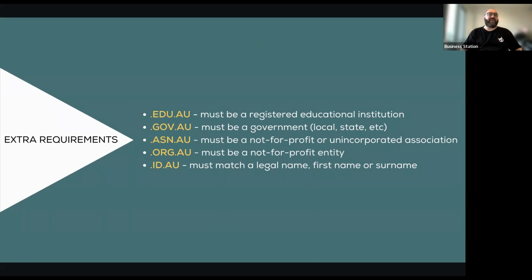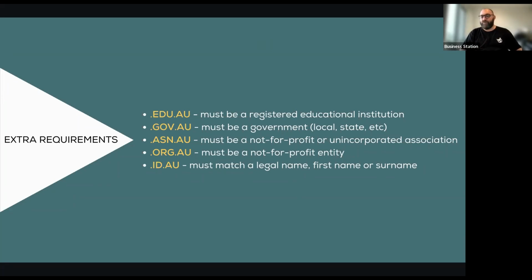Where we might find is an ASN, which is an association, which must be a not-for-profit or unincorporated association. So we get that a lot with soccer clubs, a lot of not-for-profit entities that are club-based, sports-based, activity-based, rather than charity-based necessarily. .org.au generally tends to be charity. So again, not-for-profit entity, but it tends to be more charitable organizations rather than associations such as local sports clubs and whatnot. An ID.au, so .id.au, is a legal name. So to get my name, Dante St.